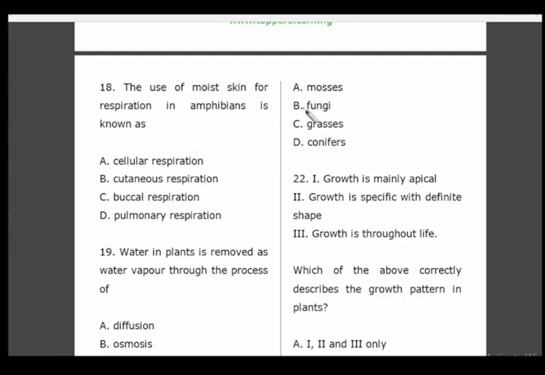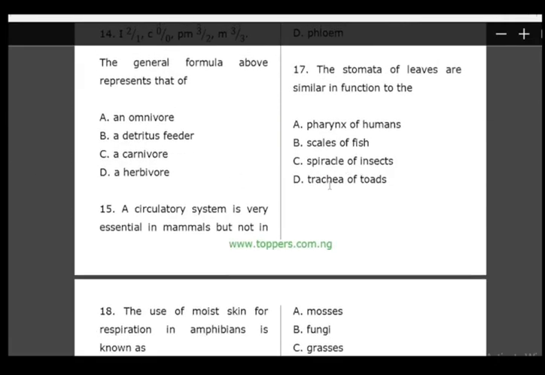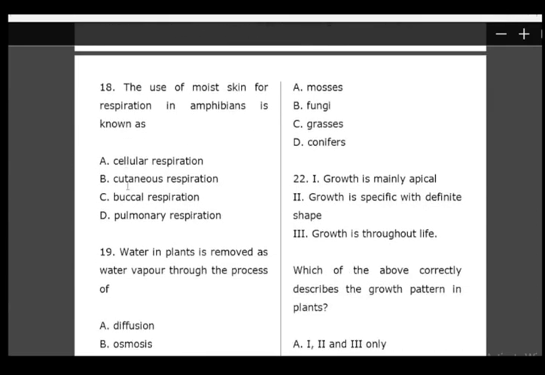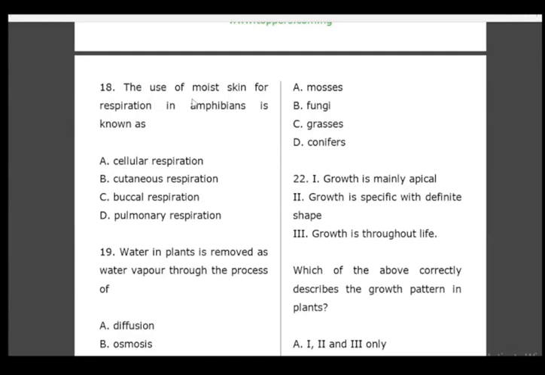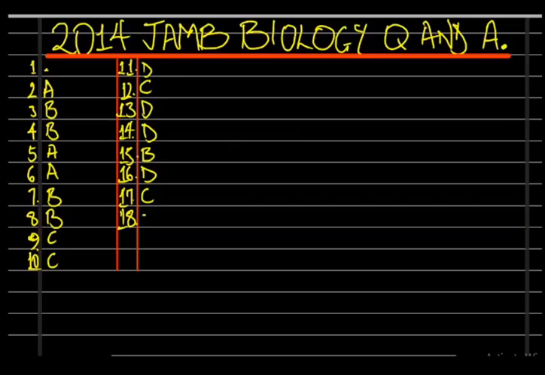Now it is just similar to what we talked about some minutes ago, where I made mention of the ability of the toads to respirate with their skin, and that is why we did not pick trachea of toads for question 17 as the answer. So in 18 here now we can see that the moist skin is what amphibians use for respiration, and since it is the skin, it is termed the cutaneous respiration. It is not cellular respiration, nor is it pulmonary respiration, and it is not buccal respiration because they do not breathe with their mouth. It is cutaneous respiration. So that is option B. Question 18, option B. And then question 19 now.